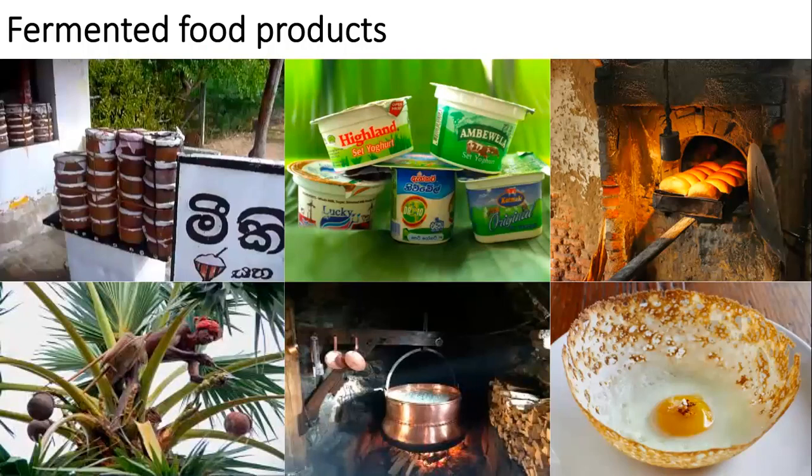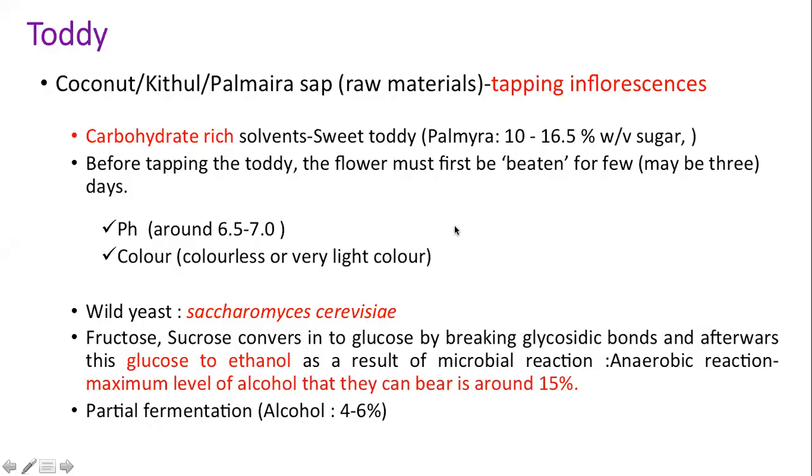Here you can see some fermented food products: curd, yogurts, and bakery products. We use yeast for such bakery products. There is also coconut tapping, and here you can also see dairy and snacks like hoppers. Toddy is very important. I hope that you will visit the toddy plant for another course module.